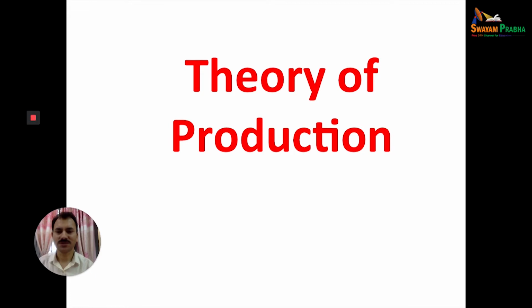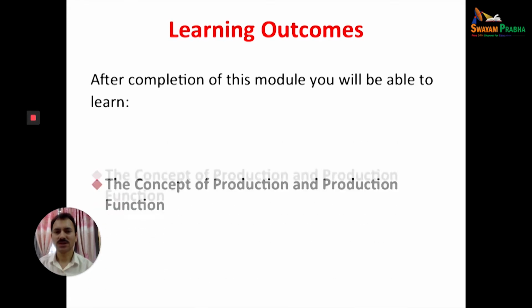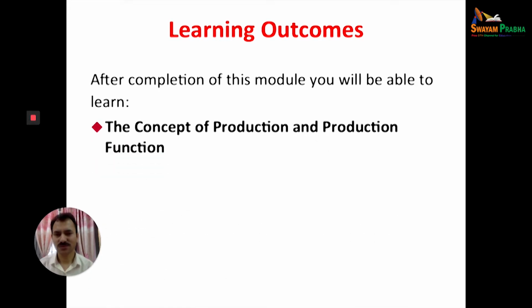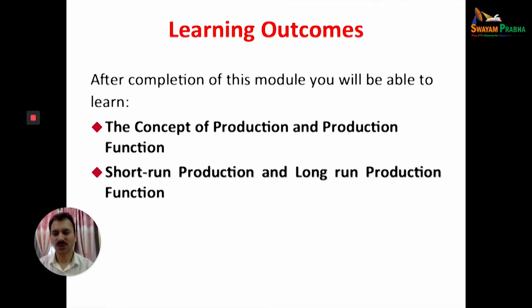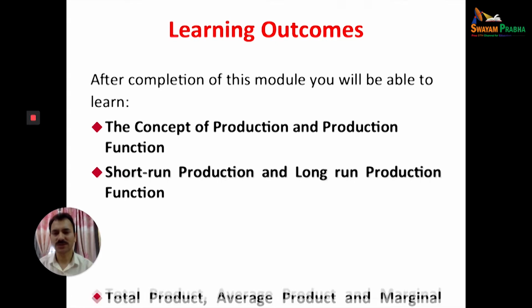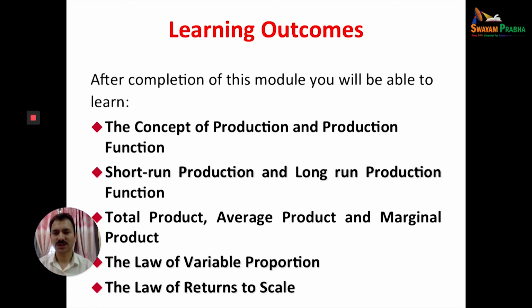Welcome everyone to today's lecture, that is Theory of Production, Module 6, Lecture 1 of this series. I'm sure after completion of this module, you will be able to learn the concept of production and the concept of production function, short-run production function, long-run production function. There are two types of production function we will discuss: total product, average product, marginal product, law of variable proportion, and law of return to scale. So let us discuss first what is production.